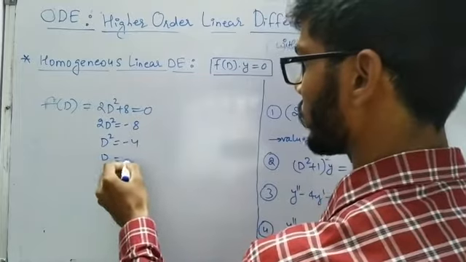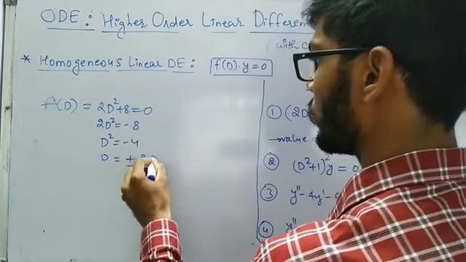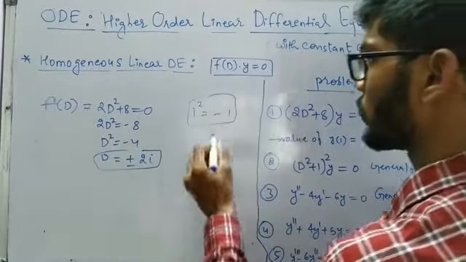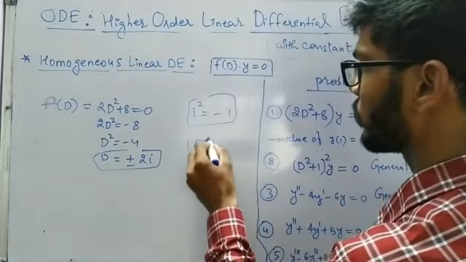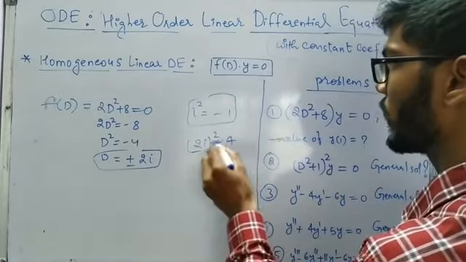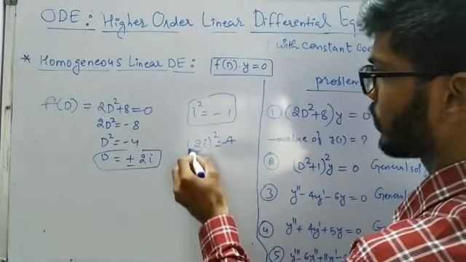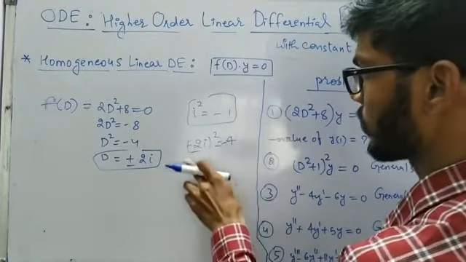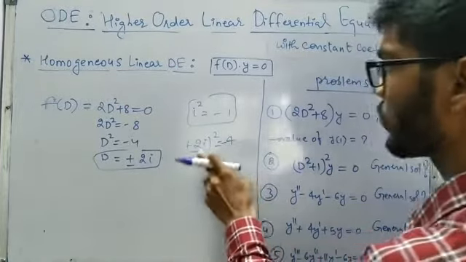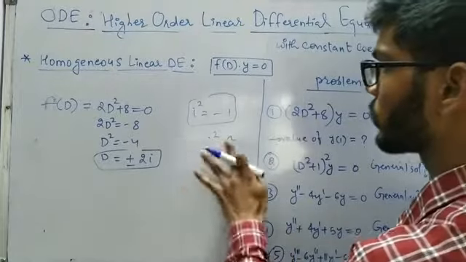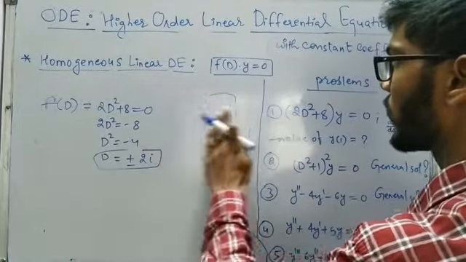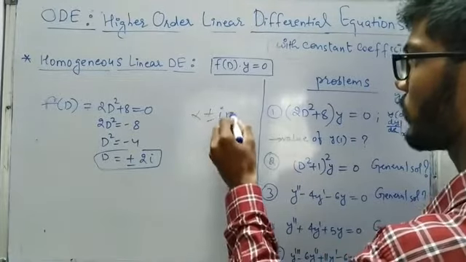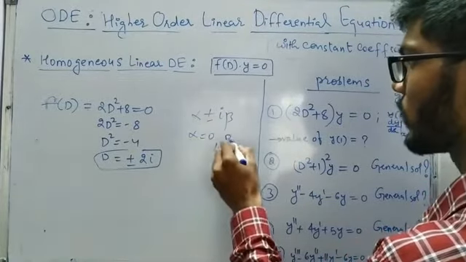So d is equal to, we are going to get plus minus 2 iota, because iota square is nothing but minus 1, right? So 2 iota whole square is, square of 2 is 4, and iota square is minus 1, or minus 2 iota, so again we are going to get minus 4, because square of minus 2 is again 4 and iota square is minus 1. So we are going to get the root as plus minus 2 iota. So that is nothing but complex root, alpha plus minus iota beta. Alpha is equal to 0 and beta is equal to 2.